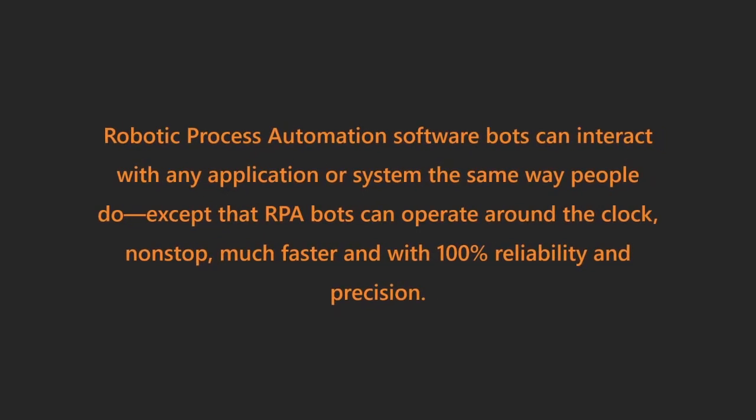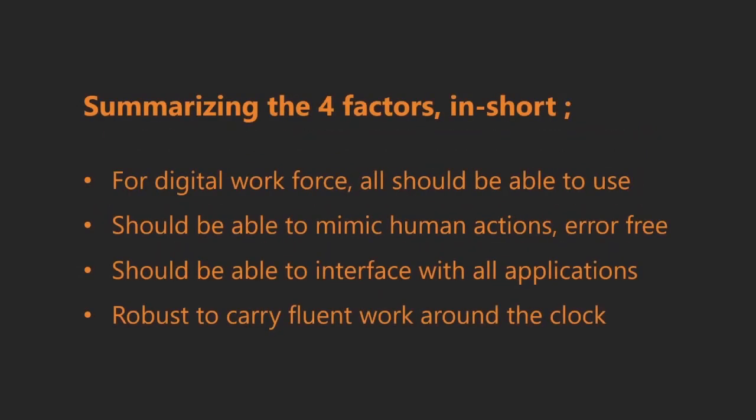Also, robotic process automation software bots can interact with any application. This is one of the criteria you have to evaluate when looking at a tool: it should be able to interact with all the applications you're currently using within an organization, the same way an employee would. Except, obviously, my bots will work non-stop, 24/7, and faster, and at the same time be 100% reliable and accurate. So these are the criteria we have.